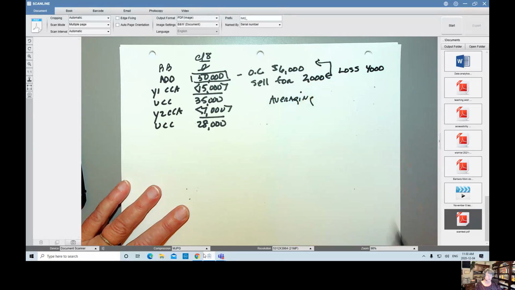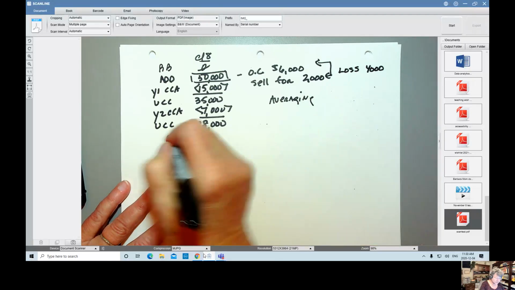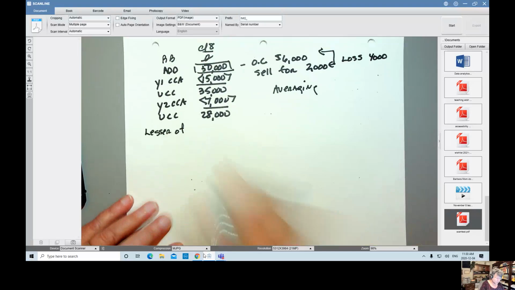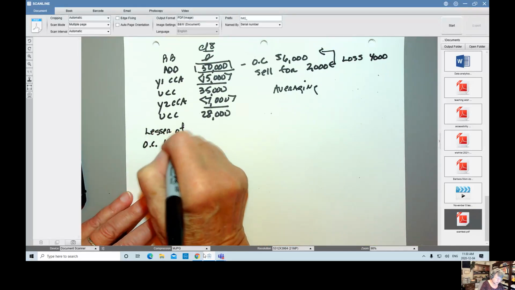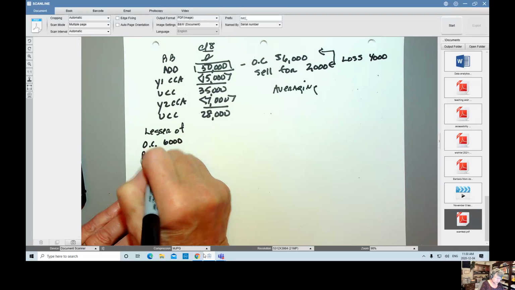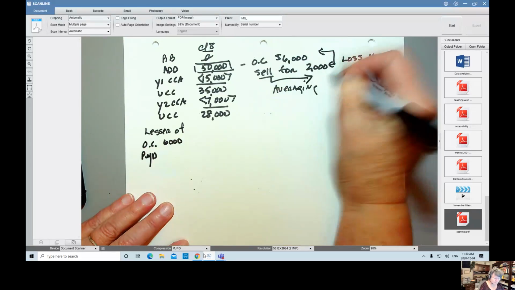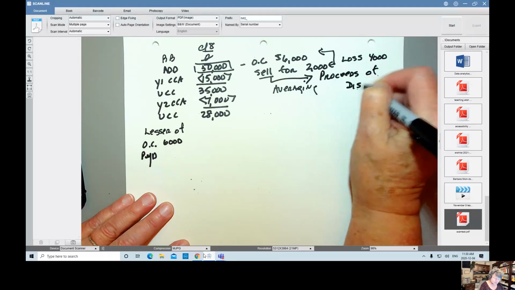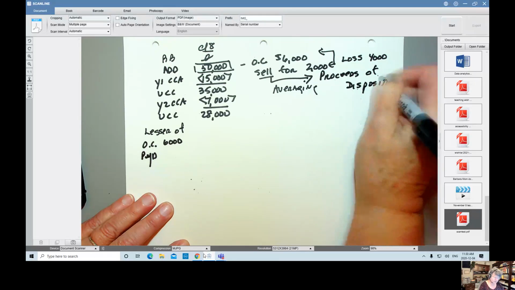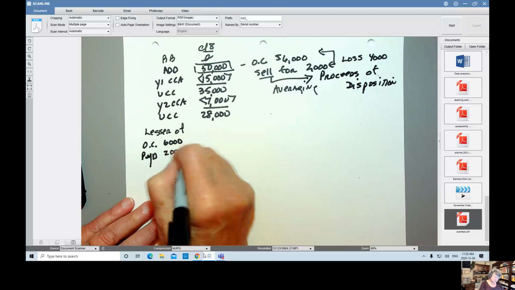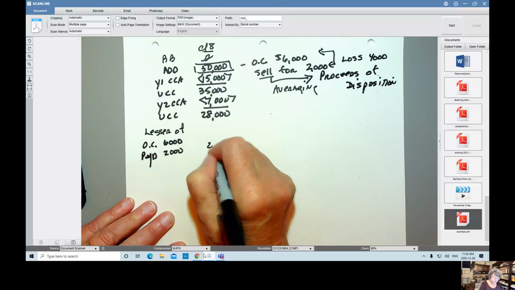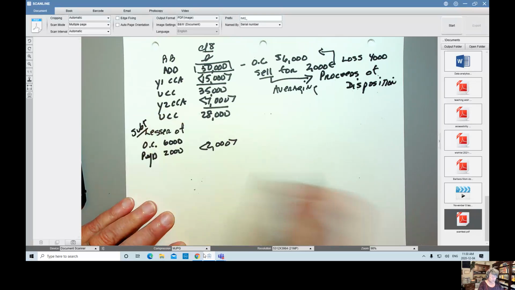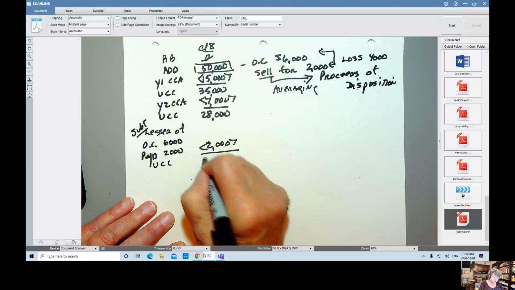So what happens is I take the lesser of the original cost of 6 and the proceeds of disposition, that's the selling price, which is always called proceeds of disposition, 2, and I subtract the lesser of. All right, so that gives me a UCC of 26,000.